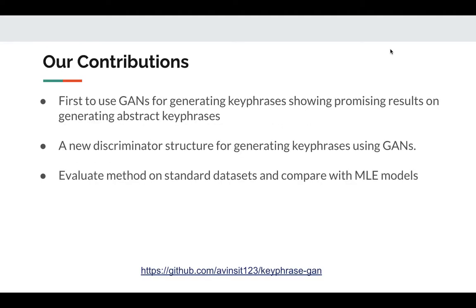Our work mainly focuses on the use of GANs for generating key phrases and shows promising results in generating absent key phrases, while achieving similar performance on extractive key phrases as the state of the art. We also propose a new discriminator structure to evaluate the quality of key phrases generated by the generator and further fine tune it during the adversarial training process.